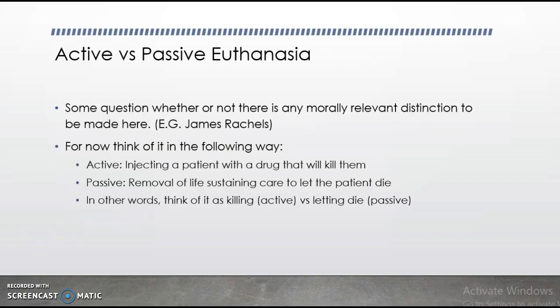Passive euthanasia is where we remove life-sustaining care to let the patient die. So this is most famously exemplified by cases of people in persistent vegetative states, right? We remove their feeding tube, or we remove the other life-sustaining care that's keeping their body alive and allow them to die. So here the idea is supposed to be that the doctor isn't directly killing the patient. Instead, they're just allowing the patient to die. So that's why, instead of thinking of it as active versus passive, you could also think of it as killing versus letting die.